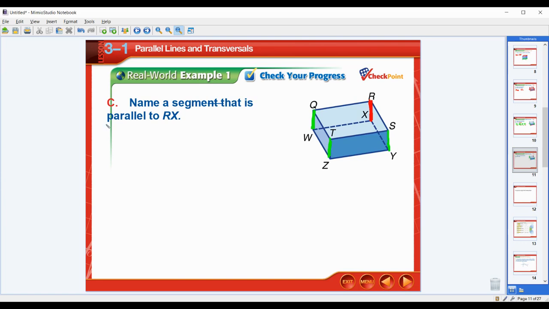So let's go ahead and write those down. You could have either said QW, TZ, or you could have said SY. And of course, if you had these two letters reversed, those mean the same thing. So WQ, ZT, or YS would also have worked.